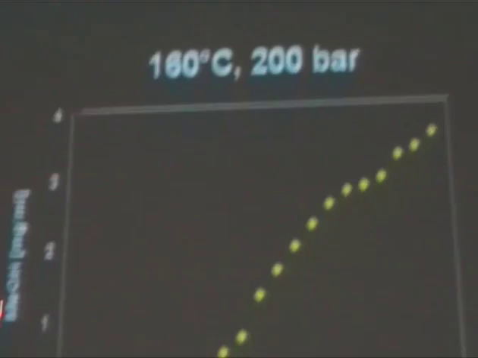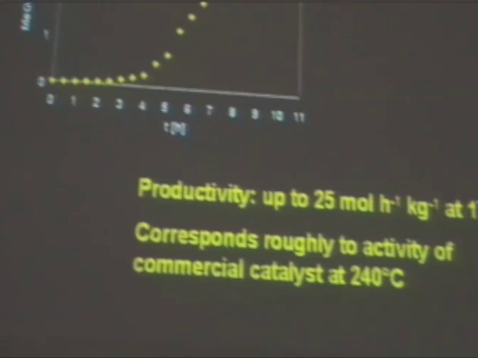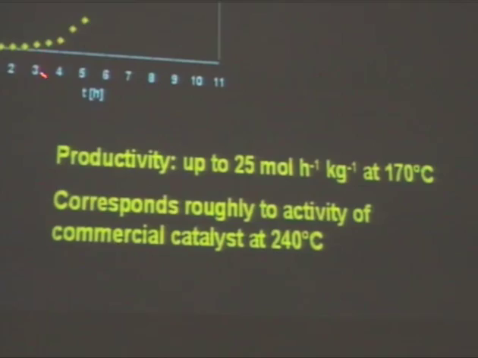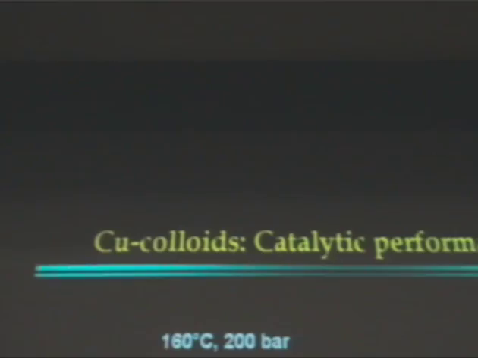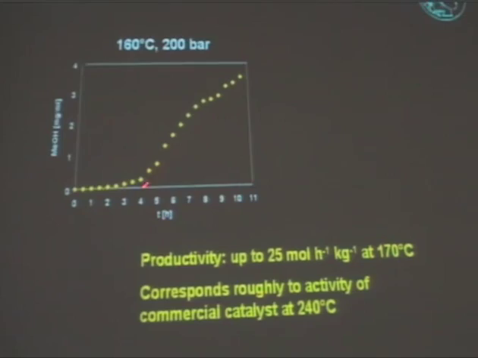This is the methanol concentration in the THF after we press CO, hydrogen, carbon dioxide onto the reactor. This is the heat up phase, so this is not an induction period. We start measuring after pressurizing the system and then we heat it up. And you see it's basically a linear increase. This experiment was done at 160 centigrade, 200 bar.